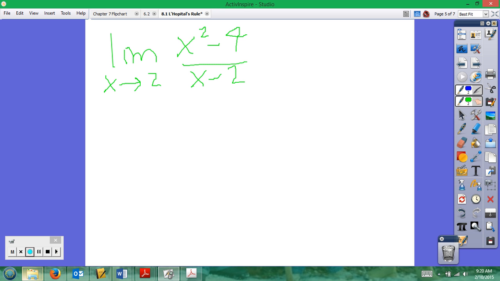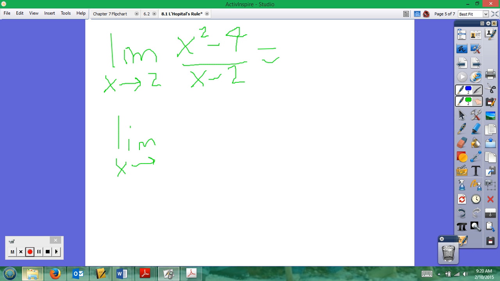Now what we would typically do is factor and cancel, but if you check by plugging in, you plug 2 into the top, you get 2 squared is 4, 4 minus 4 is 0. Plug 2 into the bottom, 2 minus 2 is 0, so this is 0 over 0, that's called indeterminate form. And so that means L'Hopital's rule applies. So we can change the problem.